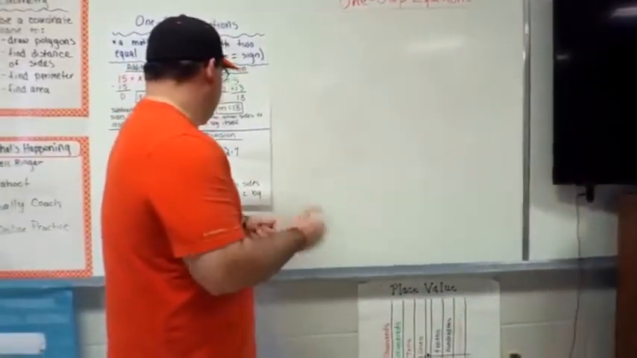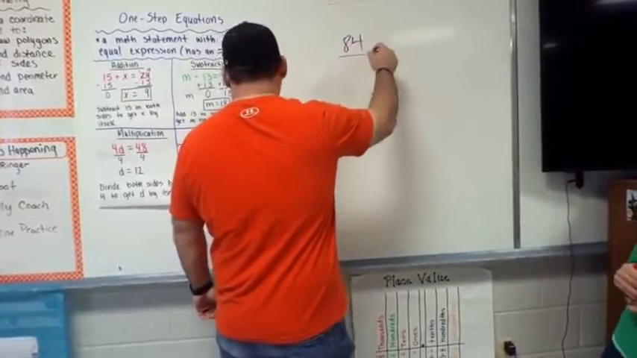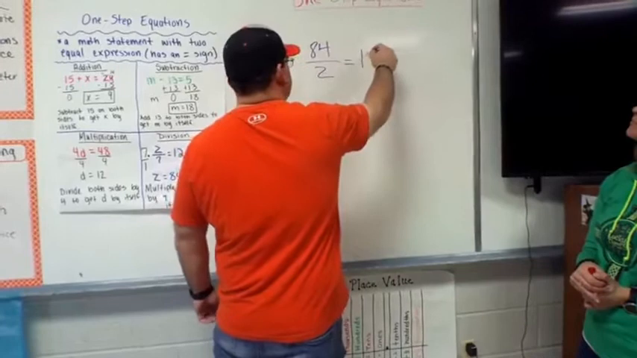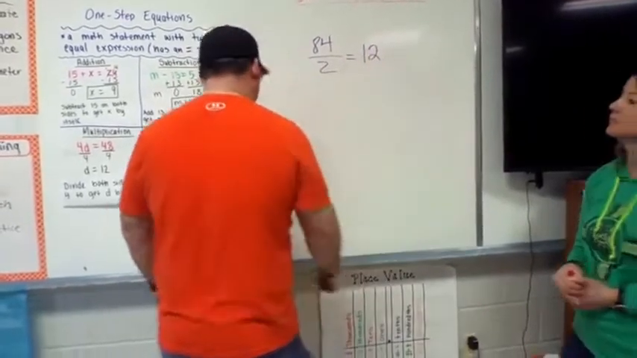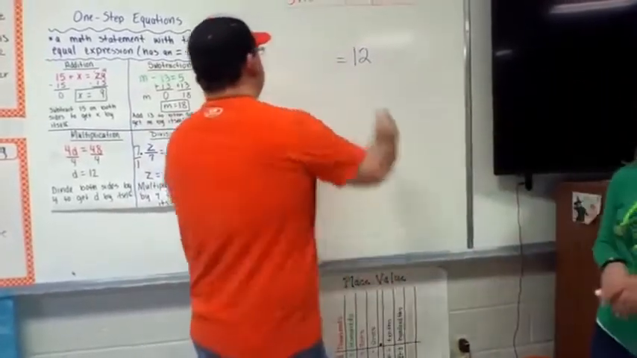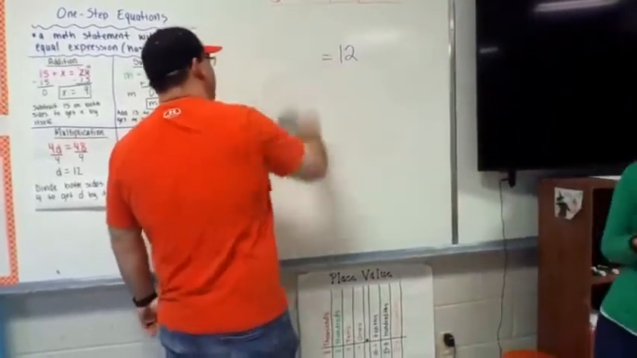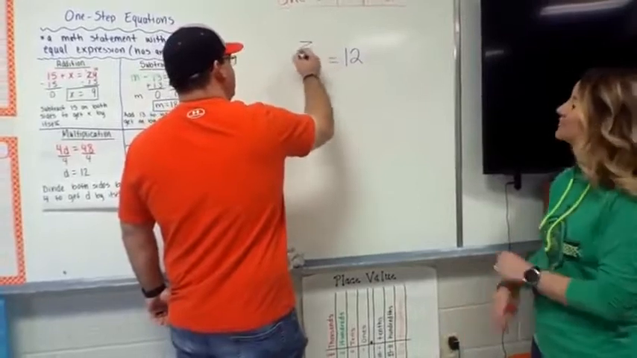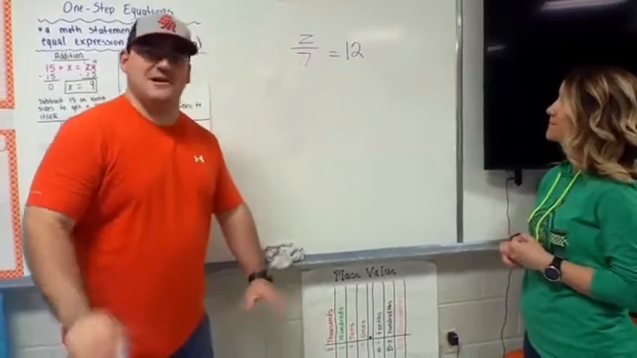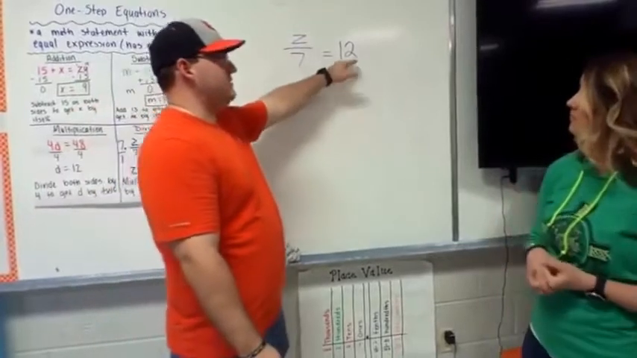So let's see if I can write this correctly. So 84 over Z equals 12. Did I write that one correctly? No, I didn't. I didn't write that one correctly. Z over 7. Yep. We had some bloopers on this one when we were working on our anchor charts. That's an ugly Z. Good grief. Z over 7 equals 12. There we go.